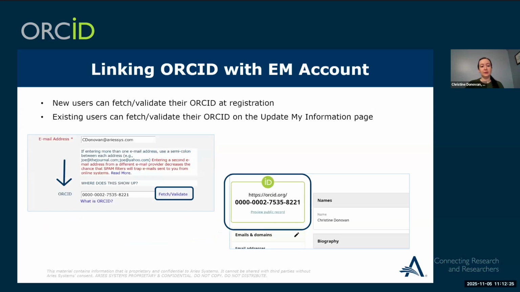So linking an ORCID with an EM account can be done in a few different ways, which I will go over today. New users can fetch and register their ORCID at registration. So they can enter their ORCID ID, click the fetch and register link, which will take them out to ORCID to log in, and that will authenticate their ORCID ID in the Editorial Manager site. Existing users can also register their ORCID with their Editorial Manager account at any time by going to the Update My Information page when logged into Editorial Manager.